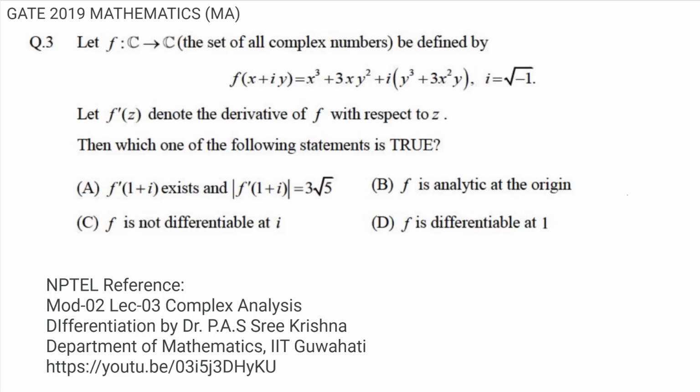So the four options given are: option A, f dash of 1 plus i exists, and modulus of f dash of 1 plus i equals 3 square root 5. Option B, f is analytic at the origin. Option C, f is not differentiable at i. Whereas option D, f is differentiable at 1.